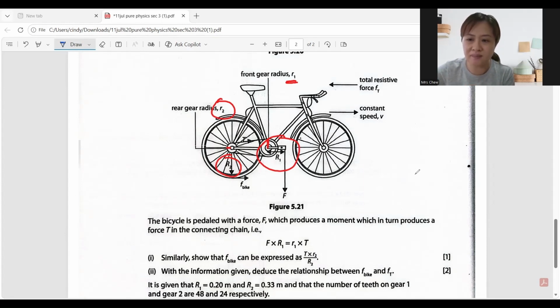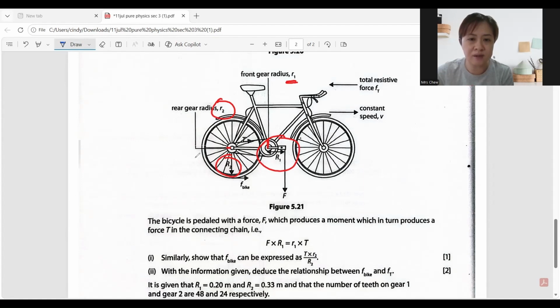The bicycle is pedaled with a force that produces a moment. This is something they give us. This force times this distance creates a moment, the same turning force. It's unlike part A, whereby the moment can be different. It's the same as this R1, this distance, times this tension, which is a force. Now, we have to show that this force of the bike can be expressed as this tension times R2, the radius R2.